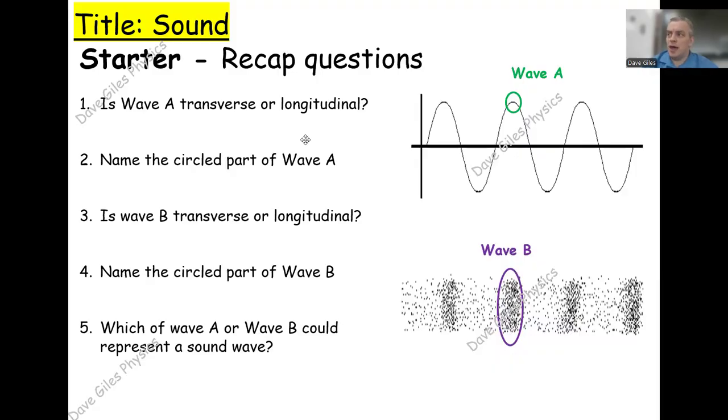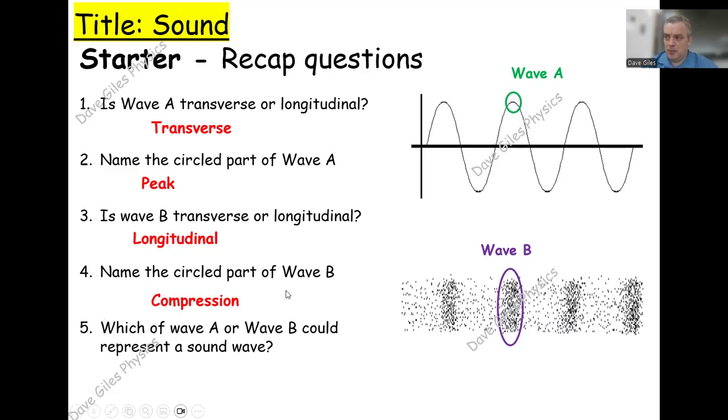Is wave A representing a transverse or longitudinal wave? It's transverse. Near the circle part of wave A, that is a peak. Is wave B transverse or longitudinal? It is longitudinal. Near the circle part of wave B, that is a compression.